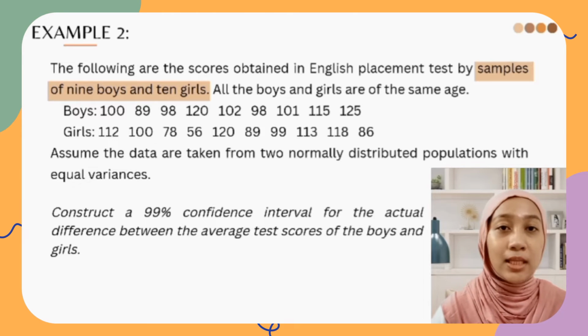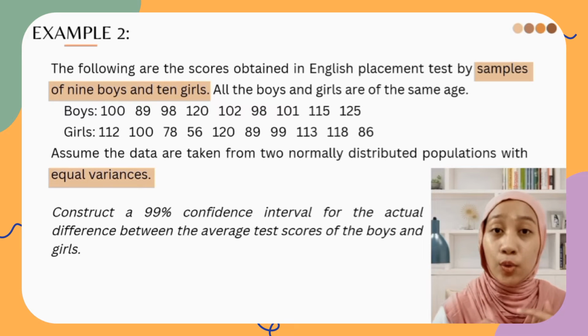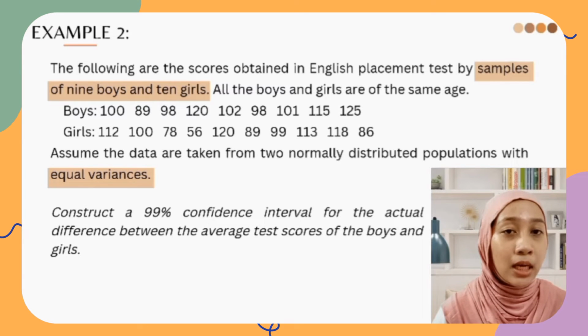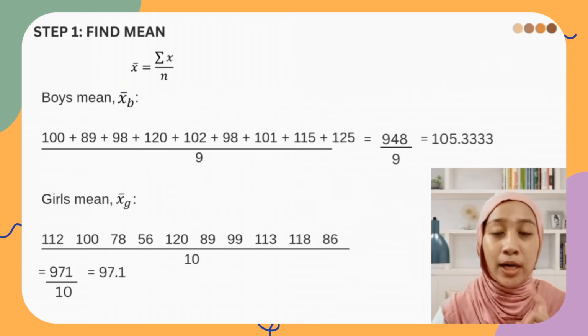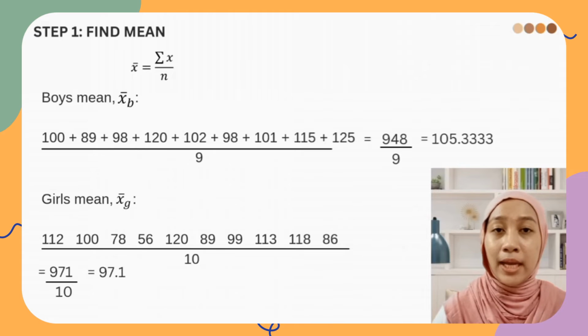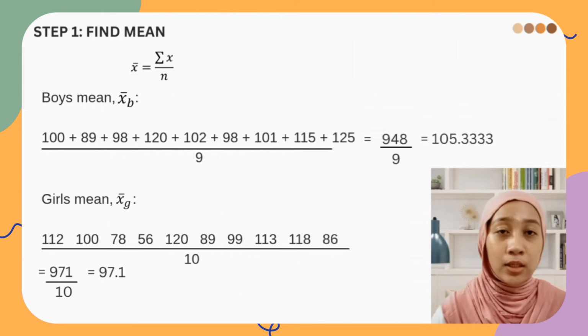So, it was stated in this question that populations are normally distributed with equal variance and the number of samples is less than 13. So, we can use case 2 with the second condition. So, let's continue to answer the question. Step 1. Find the mean of boys and girls. Because in this question it's not given, so we need to calculate it ourselves.